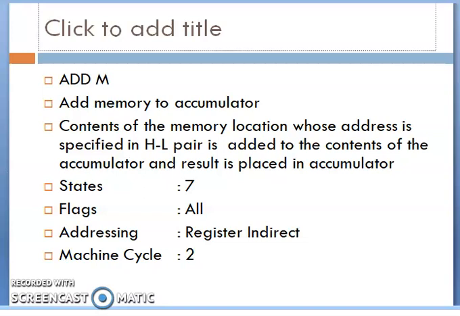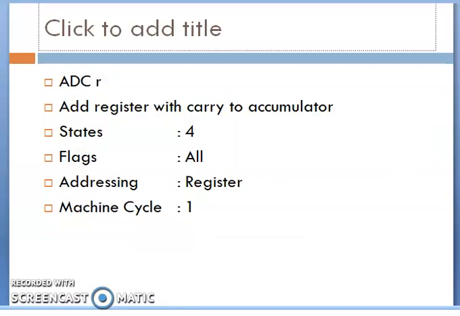The contents of the specified memory location is to be read and it is to be added along with the accumulator contents, and the result will be there in the accumulator. Therefore, first machine cycle is opcode fetch and second one is memory read.